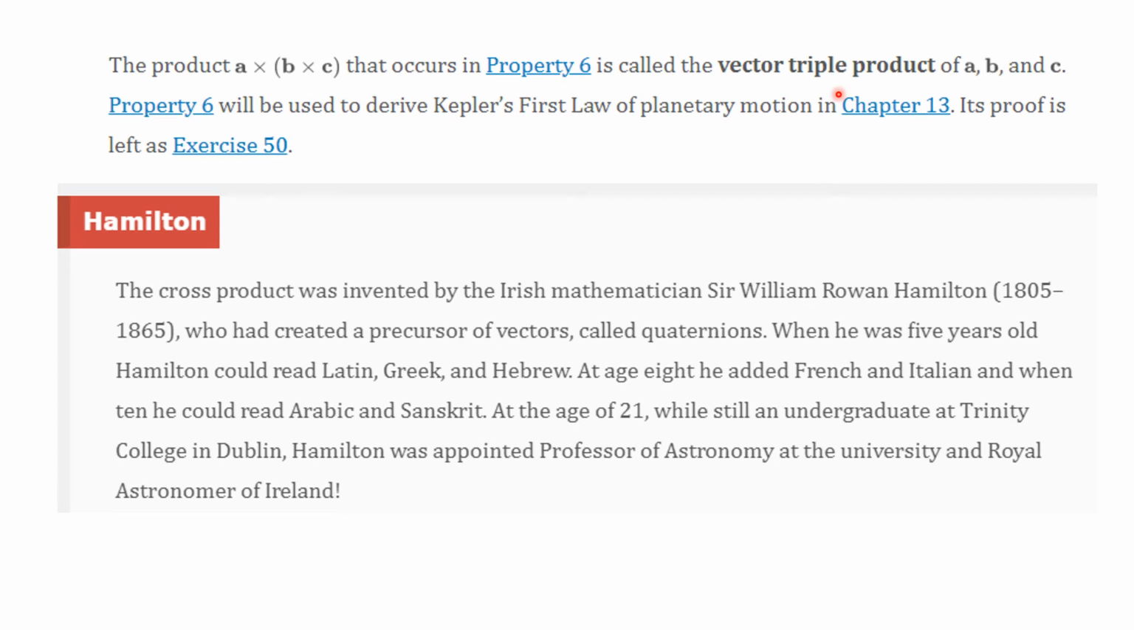And again, the other one is called the vector triple product. Later on, when we talk about Kepler's laws of planetary motion, we will use that. Here's a little math history note about the great Irish mathematician Hamilton, who had an early version of vectors called quaternions, and that's probably enough math history for now.